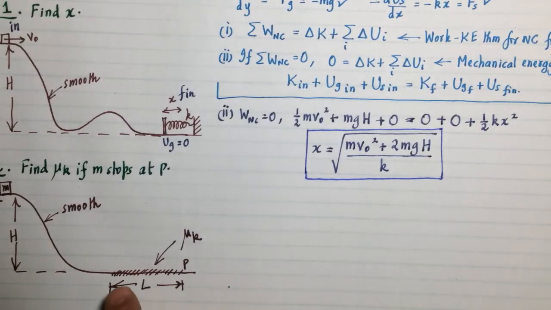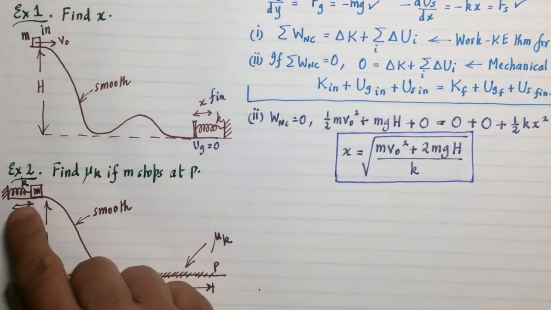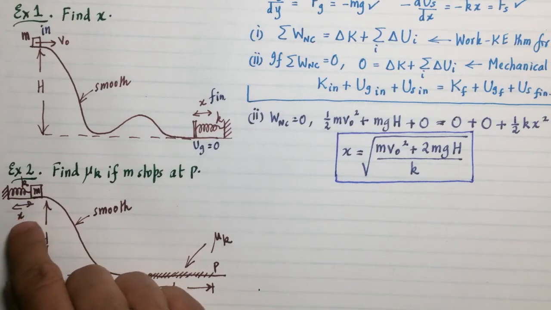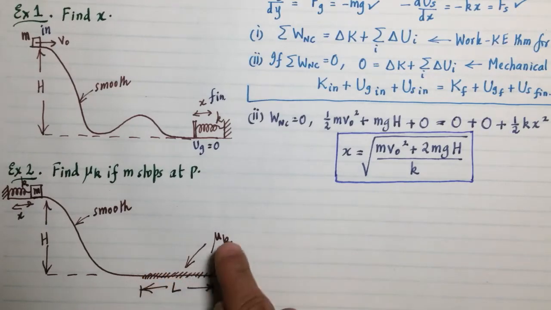What we are trying to do is this. There is a spring of spring constant k. Initially it's compressed by some x, and then it goes forth like this, and then eventually it runs into this friction patch of mu k of length L, and it stops at P. The question is, what is the coefficient of friction?